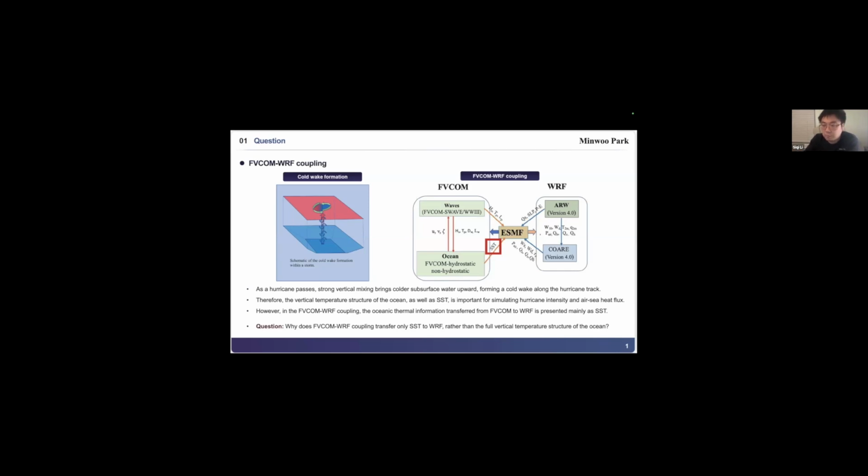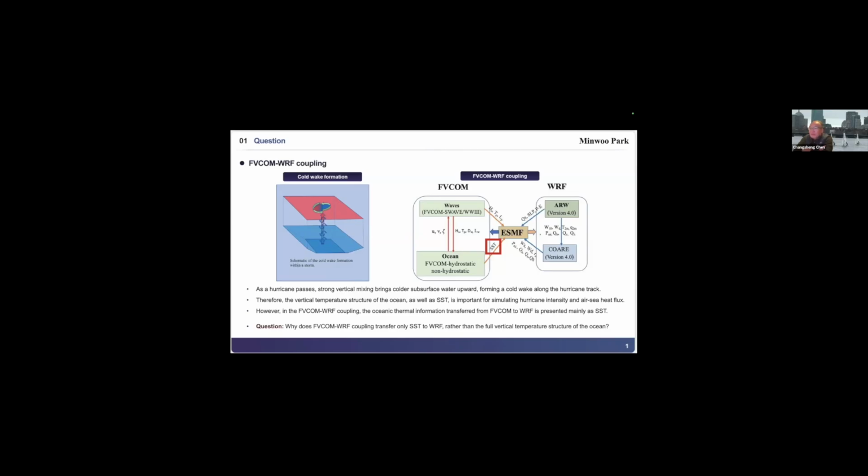Let me add something, okay? The first thing is that SST here is not a satellite SST, it is the coupled model produced sea surface temperature. So it has already included the cooling due to the ocean vertical structure. That is different from satellite data. It is just the coupled model producing the surface temperature data.